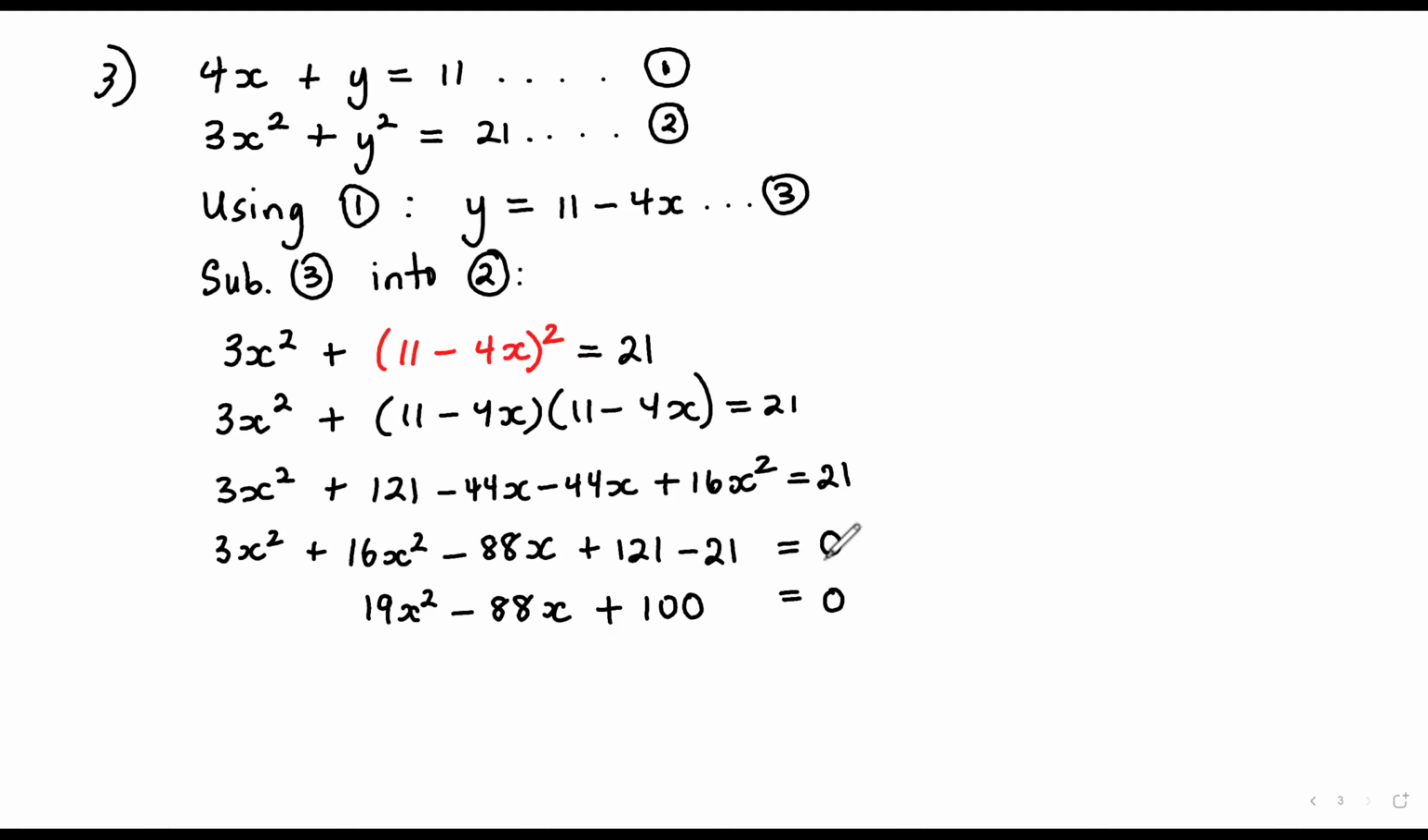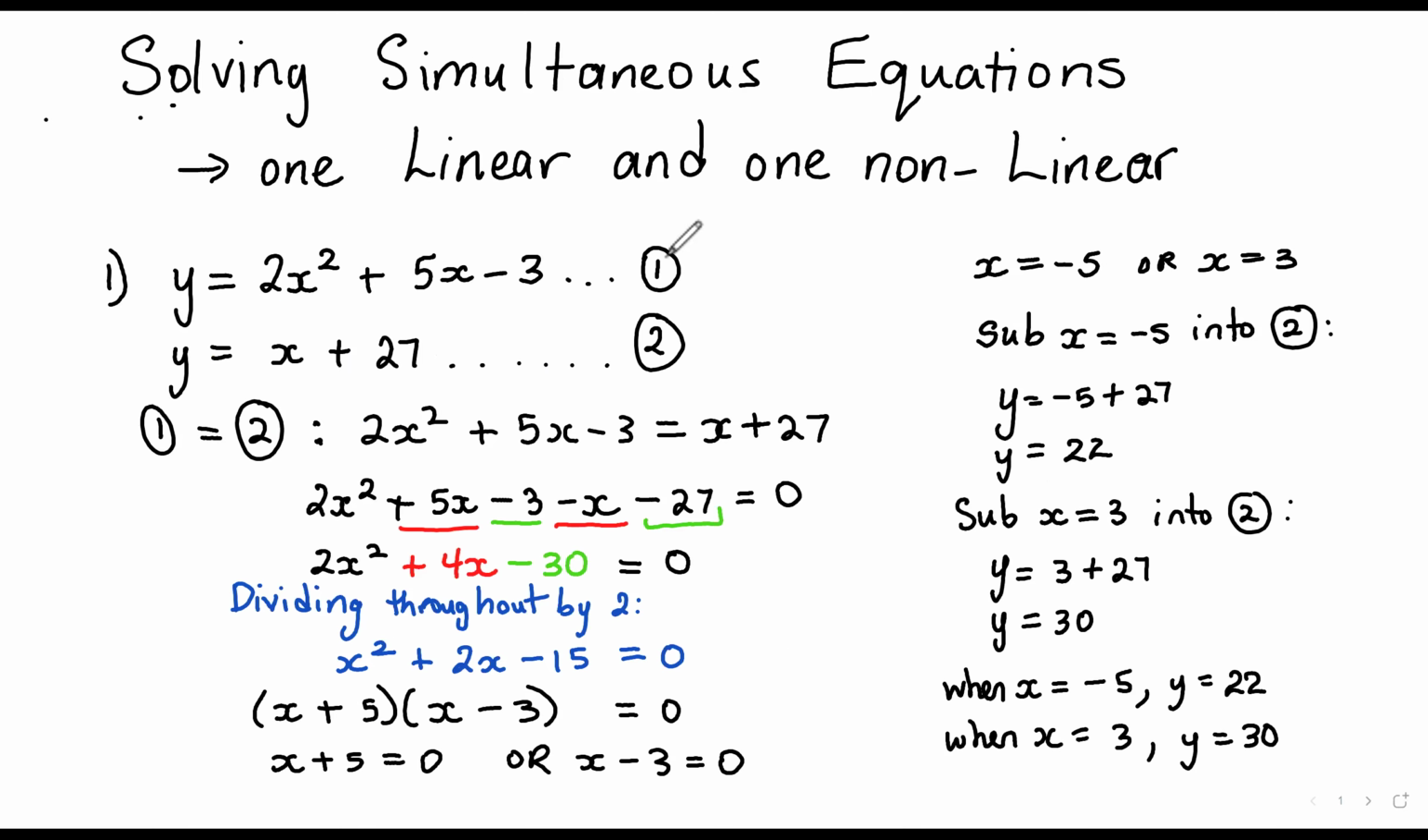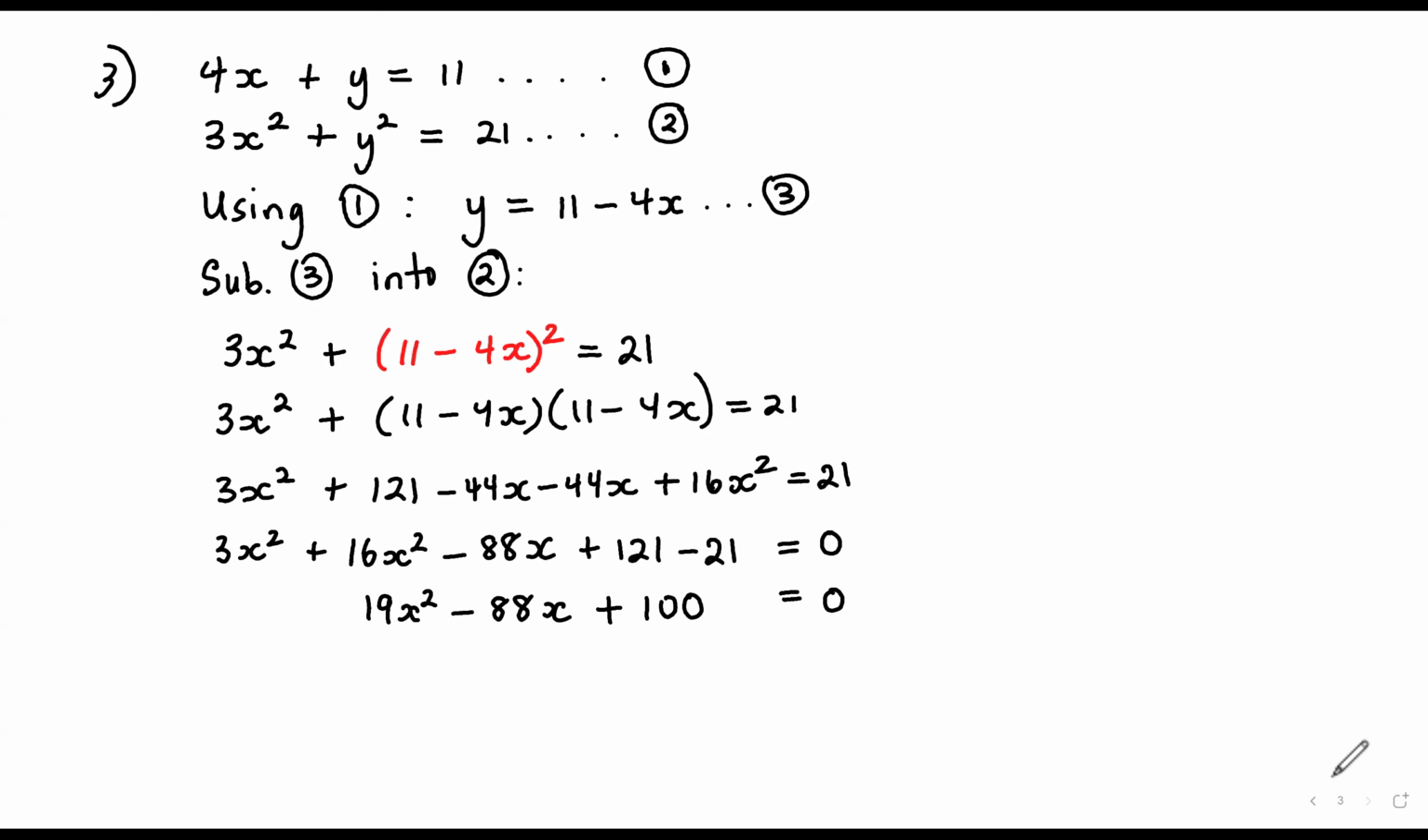So, girls, unlike the other questions like question 2 and question 1, where we were able to use factorization, I have no clue what to do to factorize this one. Not that I have no clue, but it'll be very complicated to factorize if it can even be factorized. Because here, the coefficient of x squared is 19.